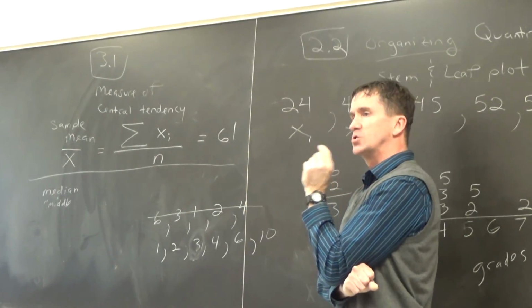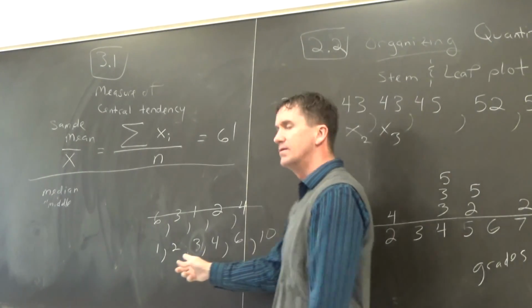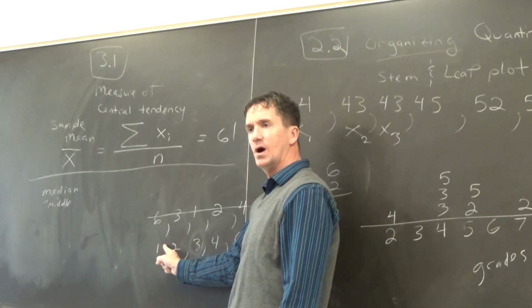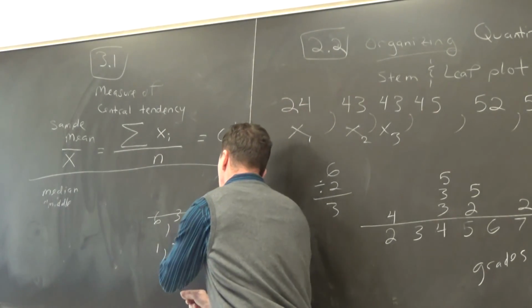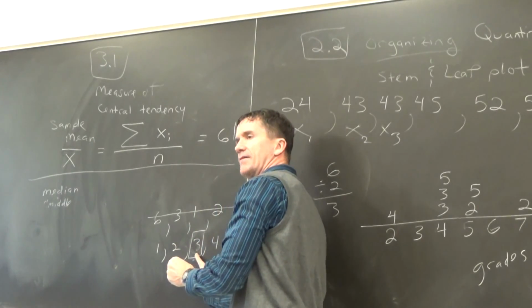3. So what I'm going to do is count up to the 3rd position. 1, 2, there it is, the 3rd position. I think I'll put a rectangle on it. And then what's the number right after it?